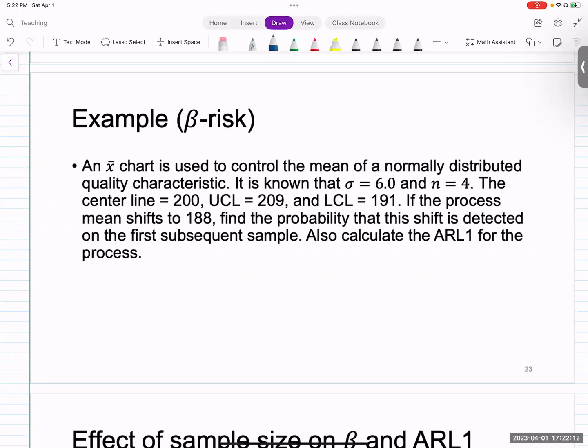So the problem says an X-bar control chart is used to control the mean of a normally distributed quality characteristic. It is known that sigma is equal to 6, n is equal to 4. Center line is 200, UCL is 209, LCL is 191. So you already know the control limits. If the process mean shifts to 188, find the probability that this shift is detected on the first subsequent sample. Right? So this is the type of question that you should be able to answer as a quality engineer.